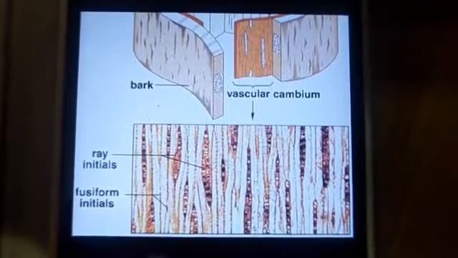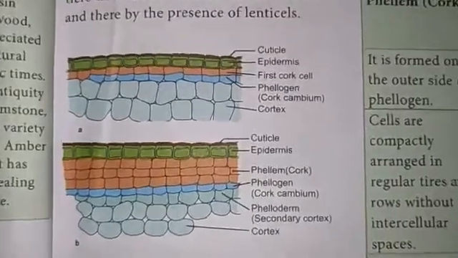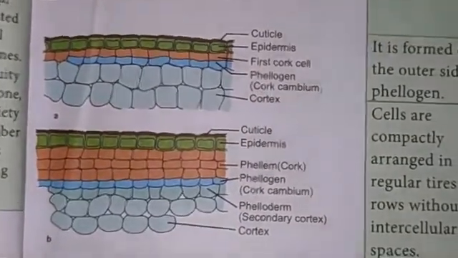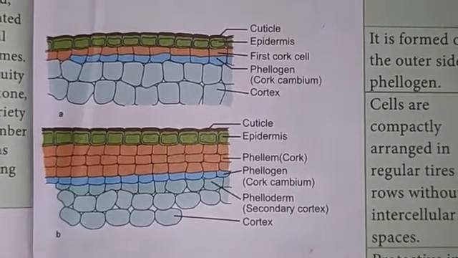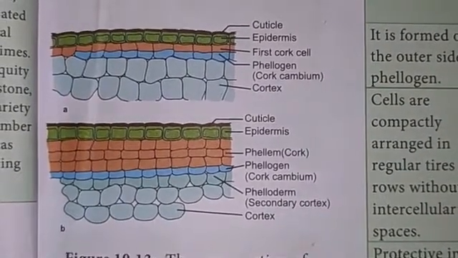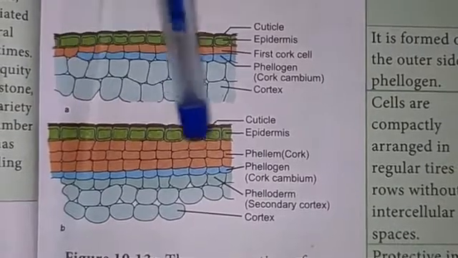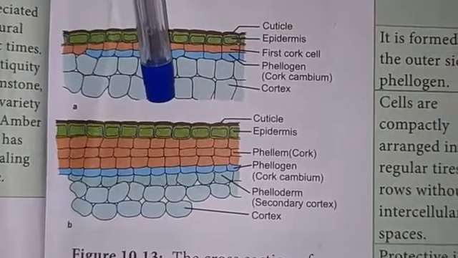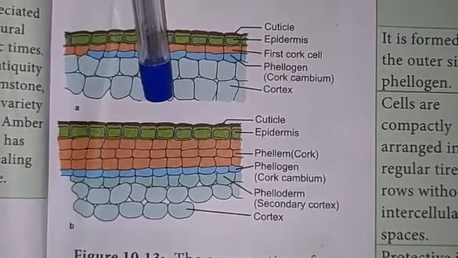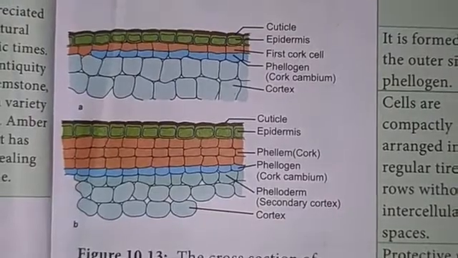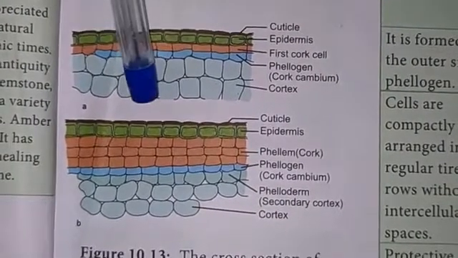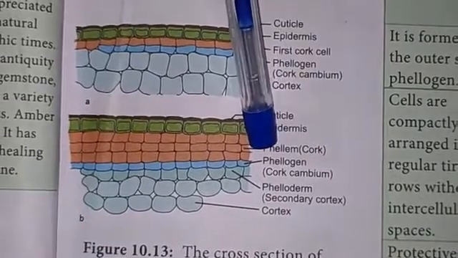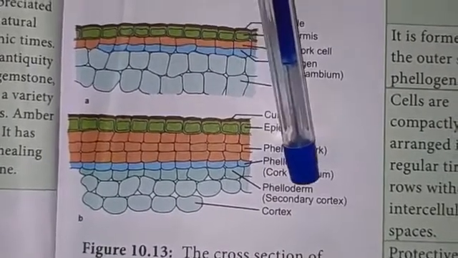Periderm. In the stem and the root, thickness increases by secondary growth due to cambial activity. The periderm is a protective tissue of secondary origin. It replaces the epidermis and often the primary cortex. The periderm consists of three layers: phellem, cork; phellogen, cork cambium; and phelloderm, secondary cortex.